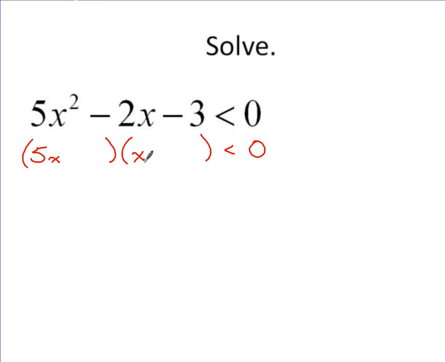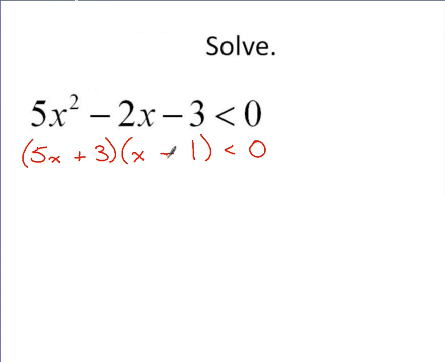In the latter positions, we've got to decide: is it 3 and 1, or 1 and 3? Looks like 3 here, 1 here would work, right? 3 and 1 would multiply to give me that 3. If I make this positive and this negative, outside and inside should check out to give you that negative 2x back. You've got your factorization.